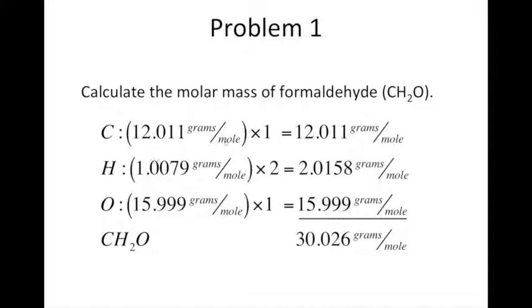So one mole of formaldehyde is composed of 1 mole of carbon, 2 moles of hydrogen, and 1 mole of oxygen. So we take the molar mass of carbon times 1 mole, molar mass of hydrogen times 2 moles, and the molar mass of oxygen times 1 mole. Again, we get these values from the periodic table, these values from the chemical formula, and then we multiply those, and then we add them together to get the total molar mass. So 1 mole of formaldehyde has a mass of 30.026 grams.